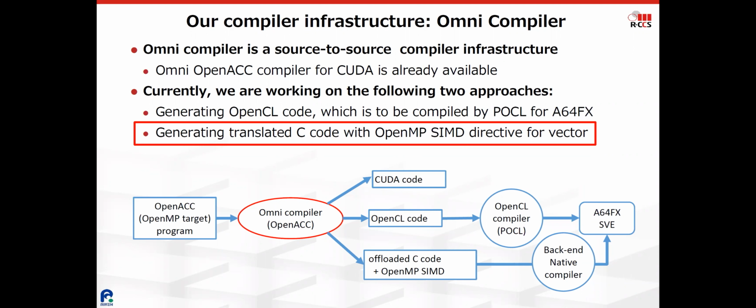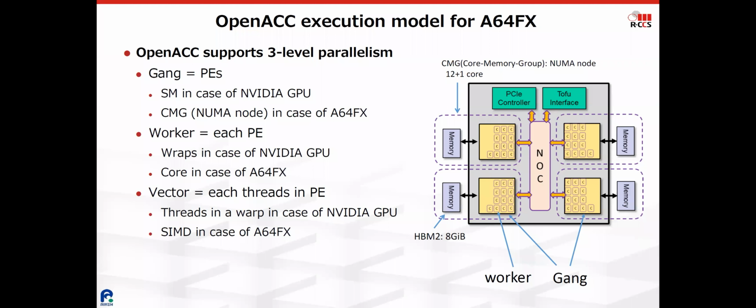OpenACC has three levels of parallelism: gang, worker and vector. In the case of the GPU, the gang is associated with the SM, the worker is associated with the warp, and the vector is associated with the thread in a warp in the case of NVIDIA GPUs. In the case of the many-core processor A64FX, we map the gang to the CMG, which is the NUMA node, the worker to the cores, and the vector to the SIMD vectors.